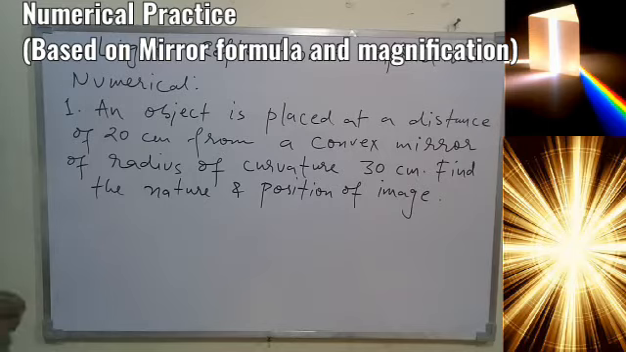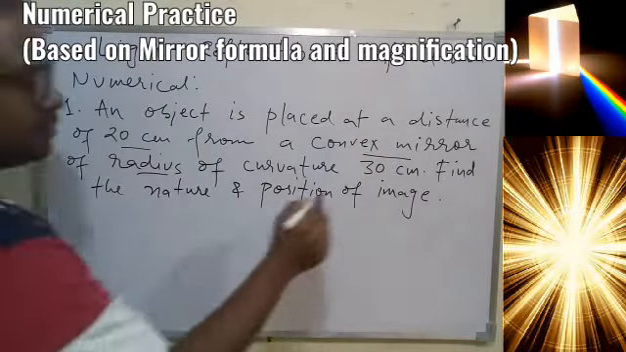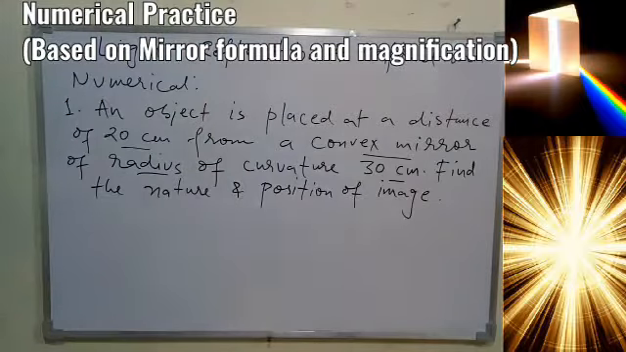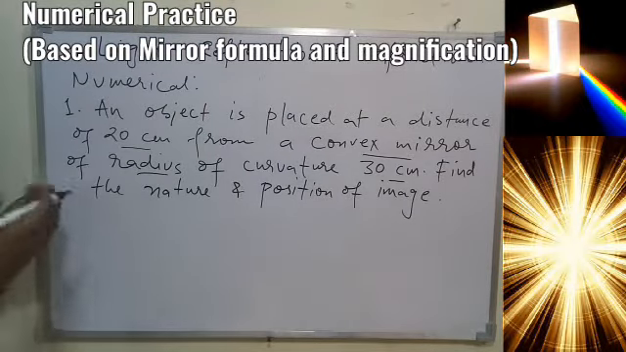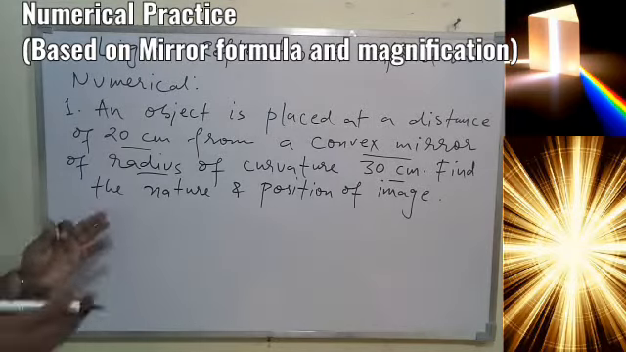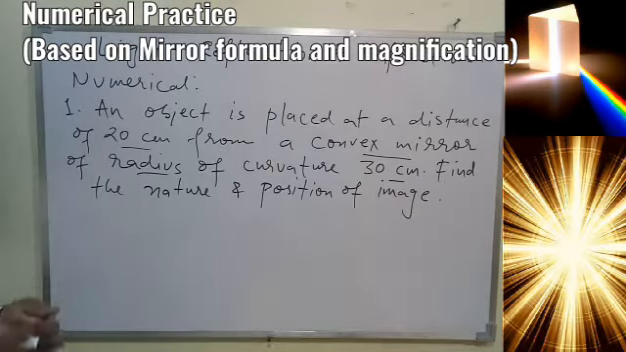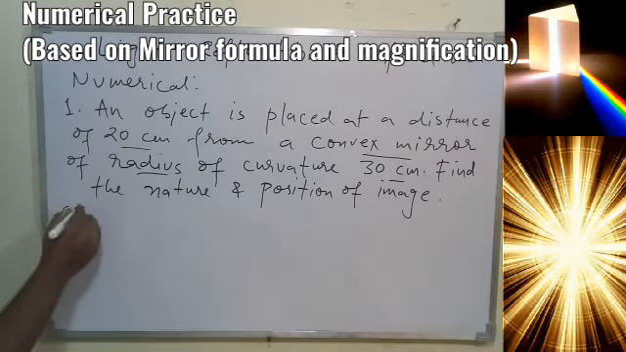We have an object placed at a distance of 20 centimeter from a convex mirror, and the radius of curvature of the mirror is 30 centimeter. So three things are given to us: the distance of the object, the type of the mirror, and the third one is the radius of curvature. Based on that we have to find out the nature of image and position of image. Nature means real, virtual, all things that we need to find out, and position is the distance of the image from the mirror.